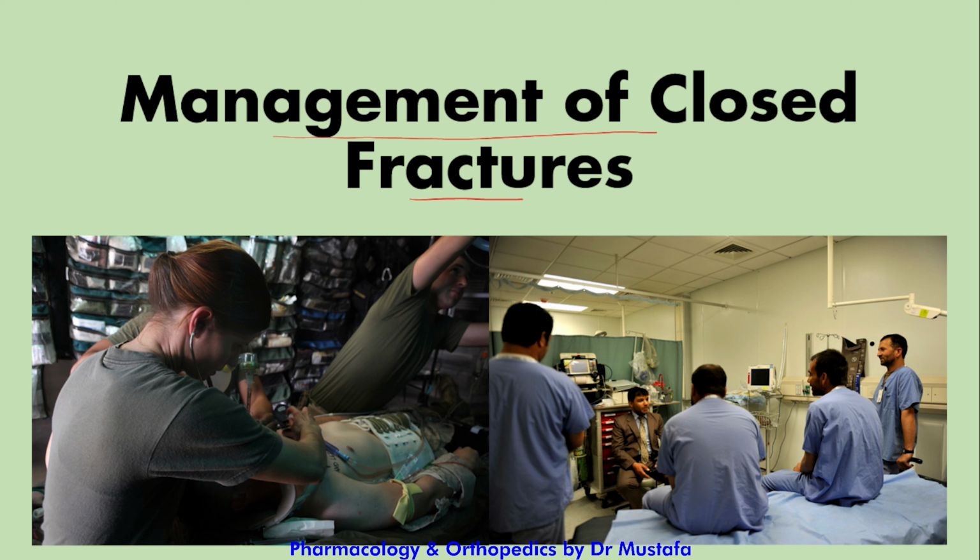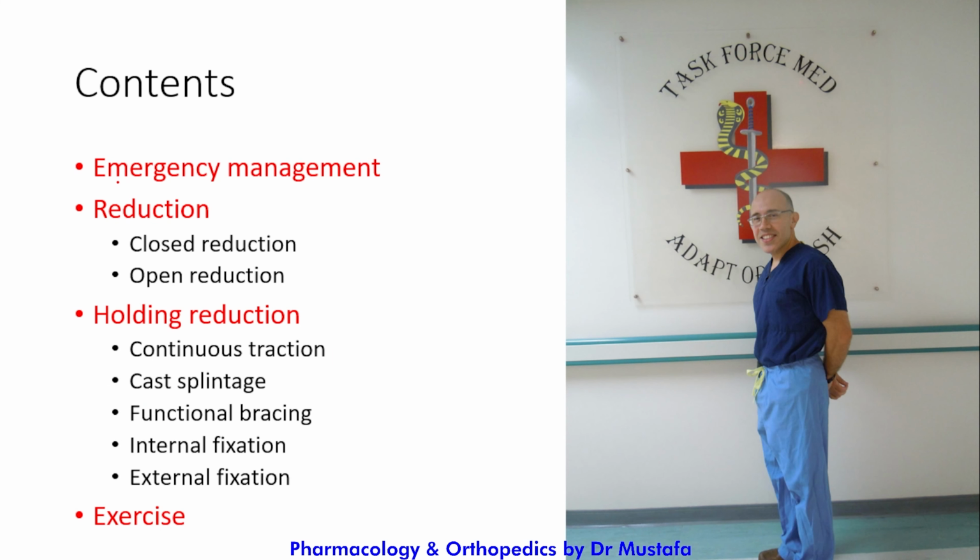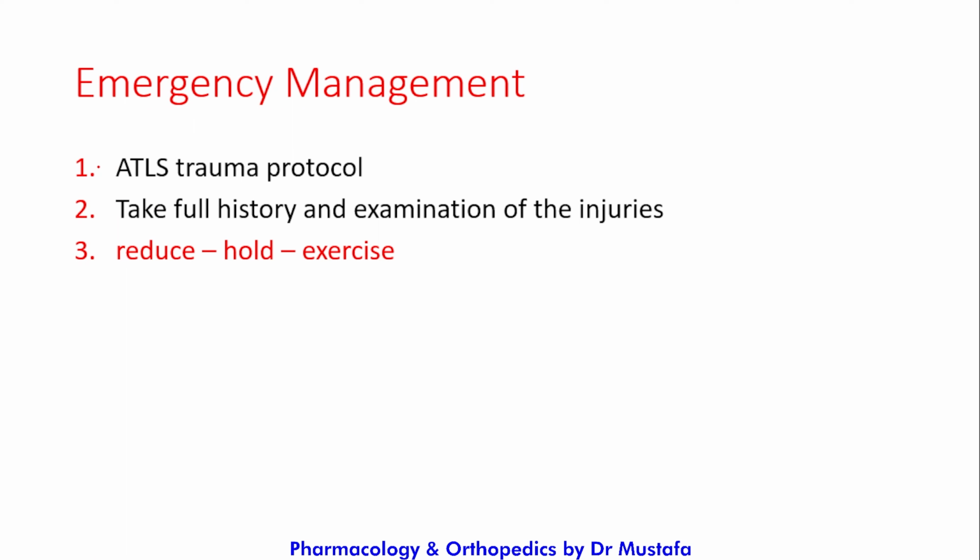So let's start. We will start by mentioning the outlines of the emergency management, and then we will talk about the reduction, which is of two types, closed and open. Then we are going to talk about the holding reduction methods, and those include the traction, the cast splintage, the functional bracing, the internal fixation and the external fixation, and finally we will talk about exercising the joints. So let's start by talking about the emergency management.